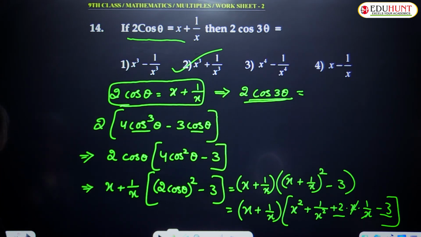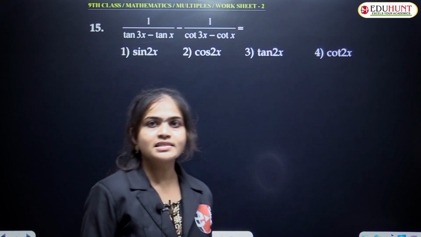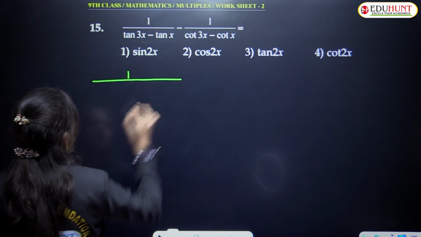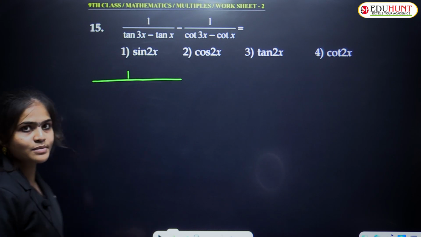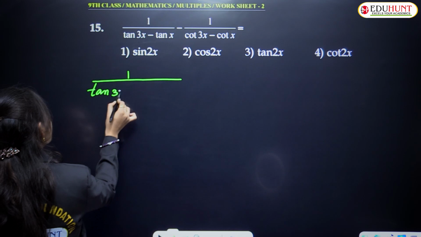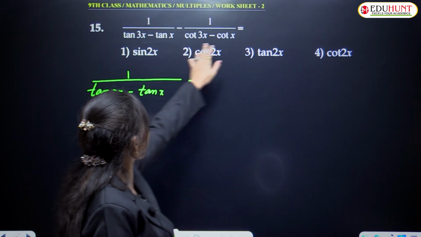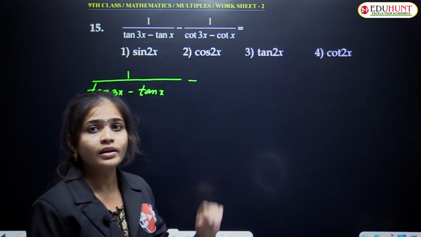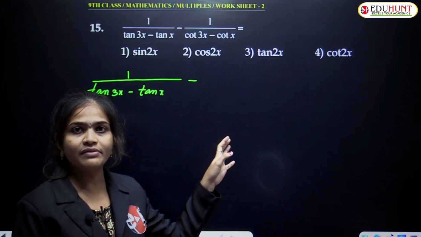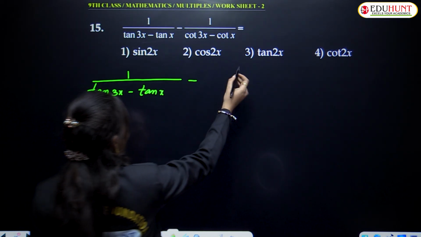Yes. So let us see question number 15. Yes, question number 15. This is also very important. See here, what they have given: 1 by tan 3x minus tan x, minus 1 by cot 3x minus cot x. One of the questions of this type we already solved. Cot x is given, so we wrote that in terms of tan. So here also it is better to write like that.